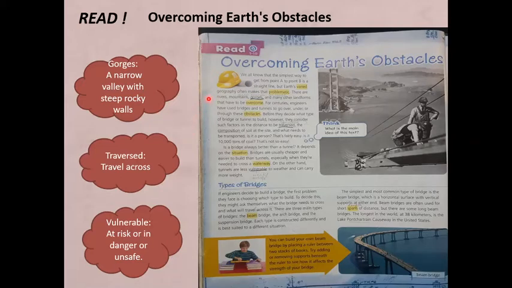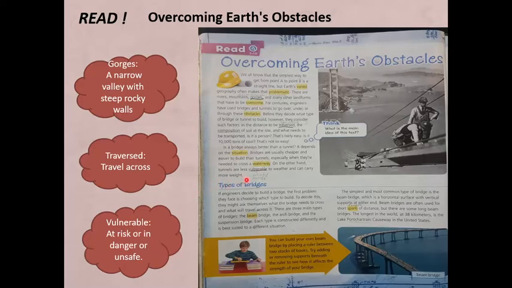Now, what is a gorge? We have seen it here. A gorge is a narrow valley with steep rocky walls. So it's like a very narrow passageway between two rocky mountains. Then we have the word traversed. Traversed means to travel across a distance. Then we had the word vulnerable. Vulnerable means something which is at risk or in danger or is unsafe.